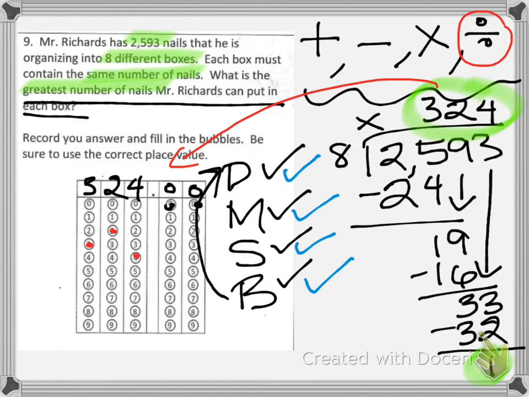So to answer this question, it's going to take 324 nails to fill one box. So the greatest number of nails that can go into each box is 324.